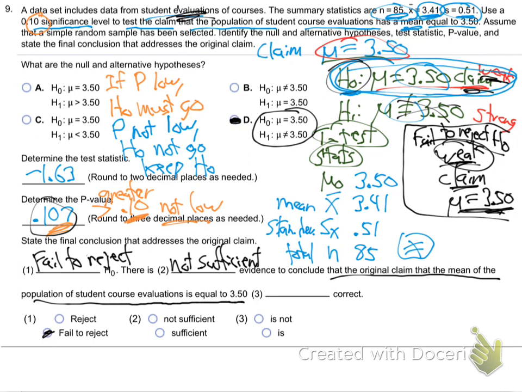3.50 is not correct. In other words, it's kind of a double negative that's confusing. There is not enough evidence, not sufficient evidence, to conclude that the original claim is not correct. This original claim, we can't prove it's not correct, so we keep it, right? There's not enough evidence to prove it's not correct. The original claim is kept.